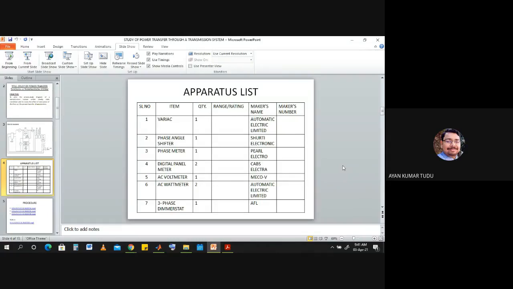Then we'll be using a phase meter, two digital panel meters, one AC voltmeter, two AC wattmeters, and a three-phase thermostat. This three-phase thermostat will again be on the right hand side, and it will be controlling the receiving end voltage. We'll be seeing that one.